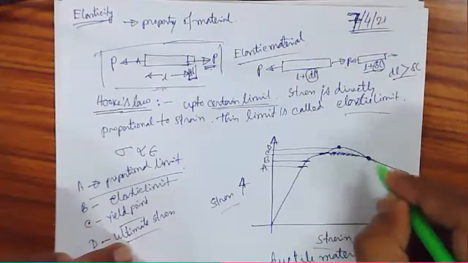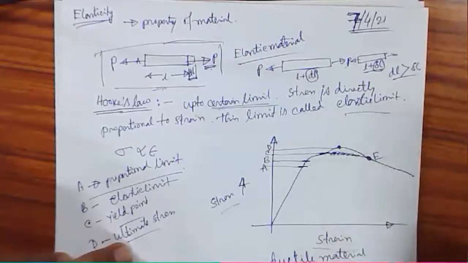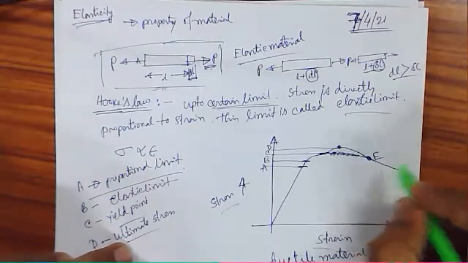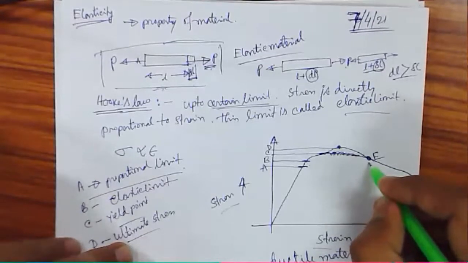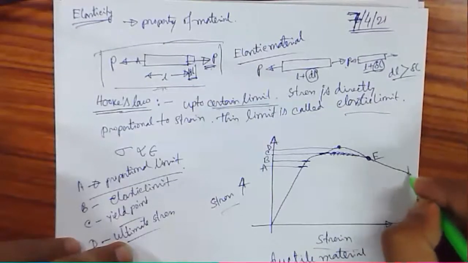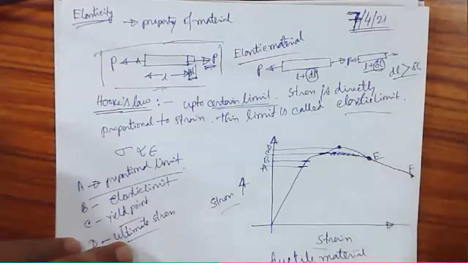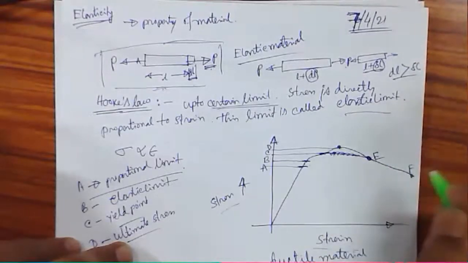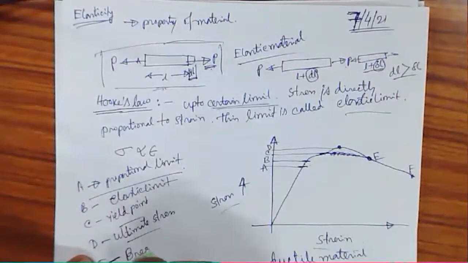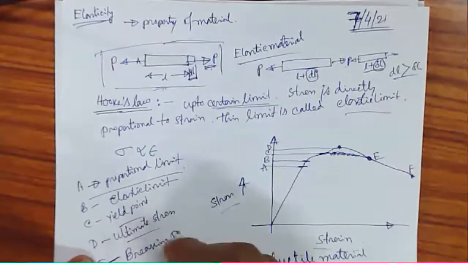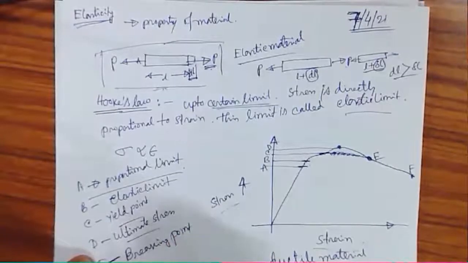and at this region, E, failure starts, and at F, it completely gets destroyed. Okay, so this E can be called breaking point or failure point.